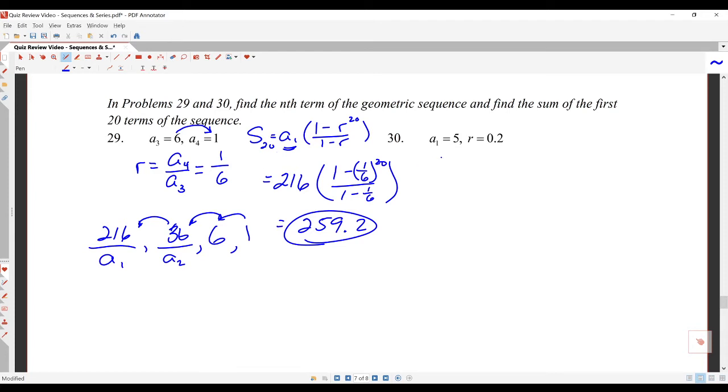Number 30, well, we are given A1 and we are given R. So we can jump right in and say the 20th partial sum will be A1 times 1 minus 0.2 to the 20th over 1 minus 0.2. Plug that right into the calculator, gives us 6.25.